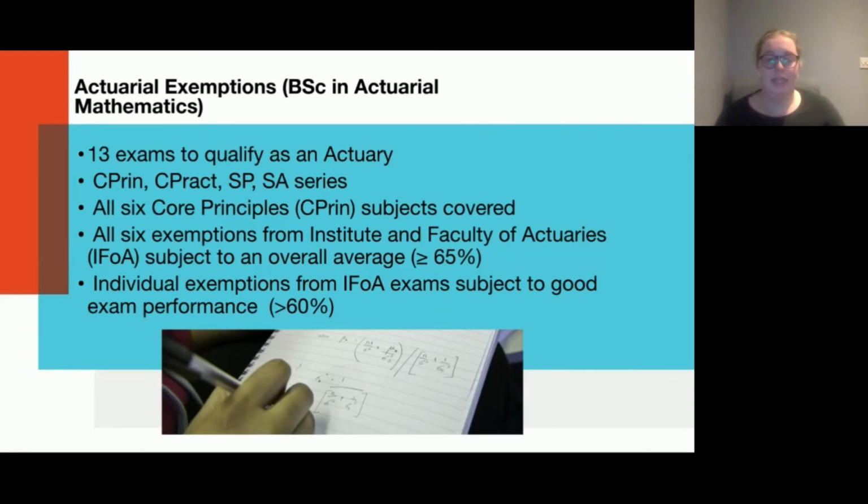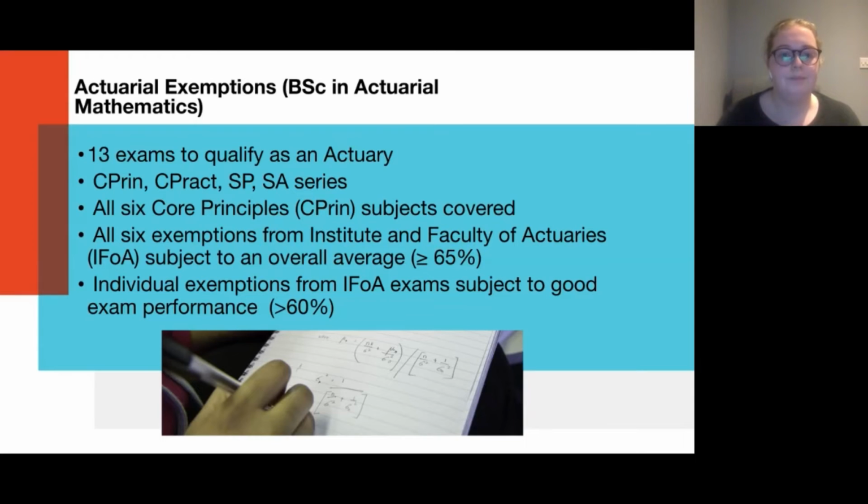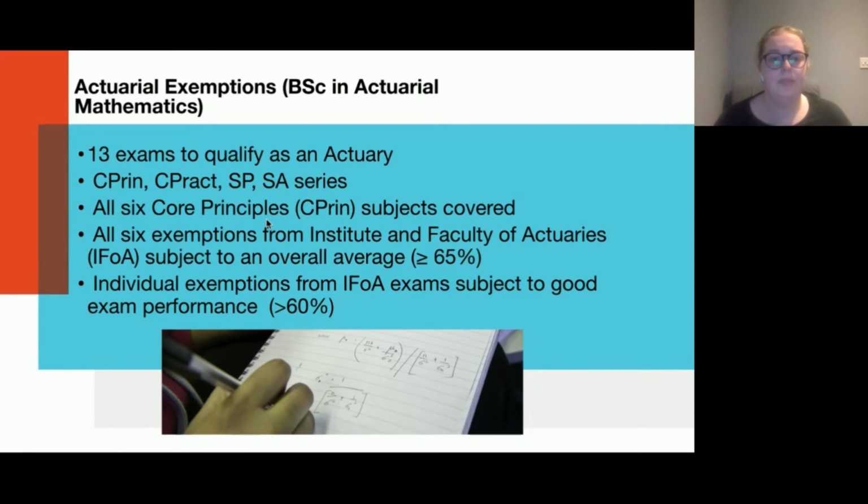So yeah, I suppose just a little bit about the actuarial exemptions. To qualify as an actuary, there's 13 exams. They're broken down into four different categories: the core principles, core practicals, SB and SA. And in DCU, you can get exemptions from 6 of these exams. So then when you graduate, you'd only have to continue on and do the other 7.